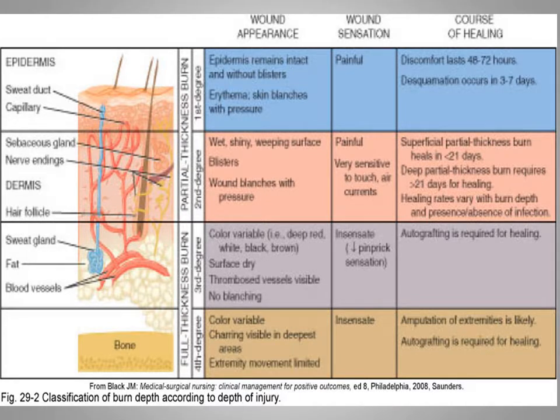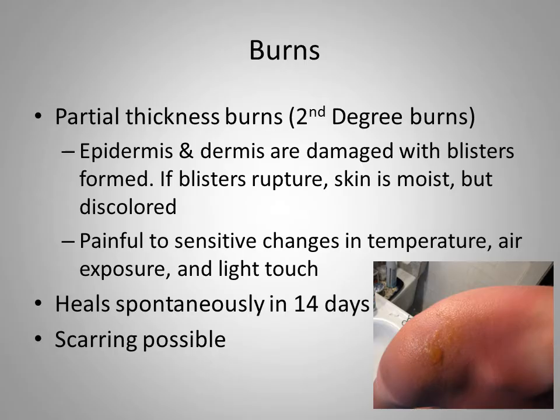This slide is in your textbook, and it takes a look at the different levels of the epidermis, the dermis, following down into the fatty tissue as well as down into the muscle and the bone. Partial thickness burns are described as 1st and 2nd degree burns, and the full thickness burns are 3rd and 4th degree. I like this slide because it goes through where those different layers are in conjunction with the wound appearance, the sensation, as well as the course of healing.